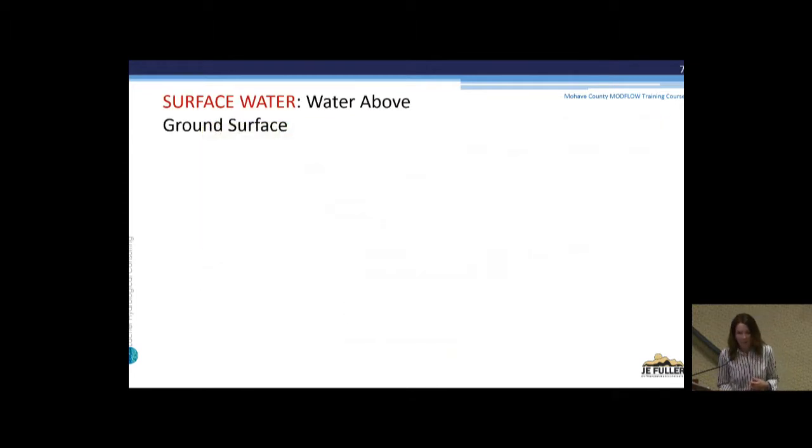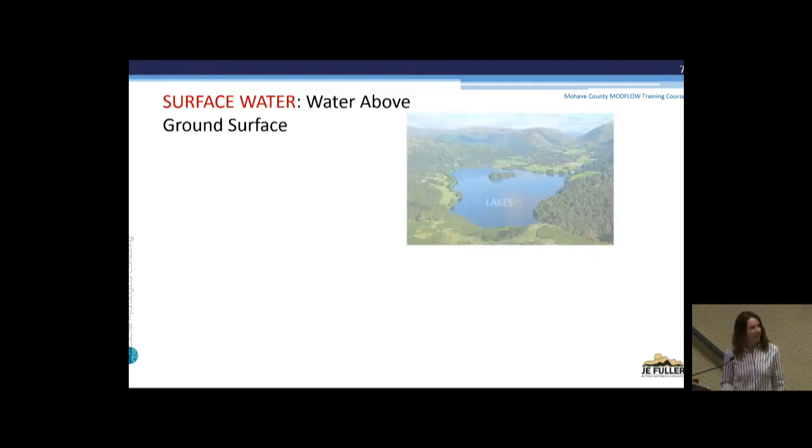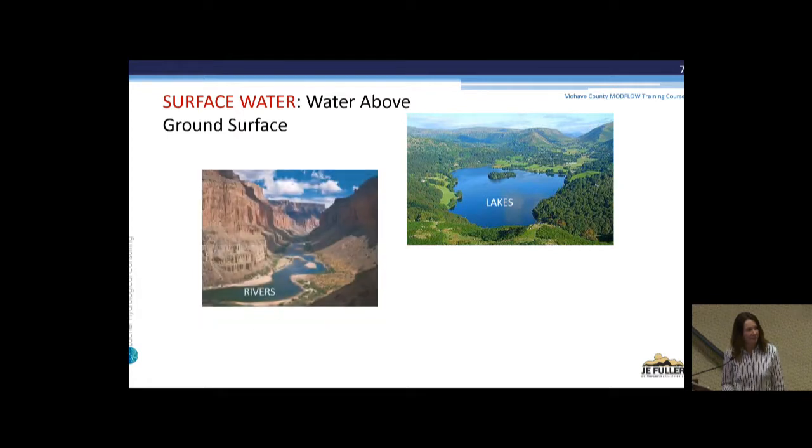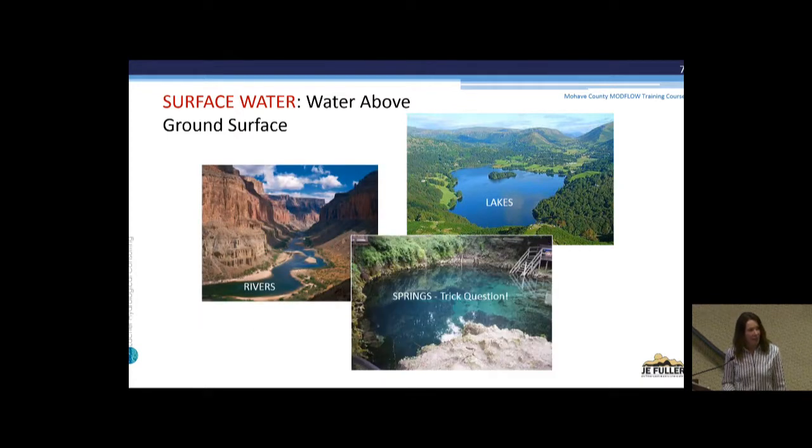All right, what's surface water? That seems obvious, everybody knows. Water above ground. But there are some exceptions. There's lakes, there's rivers, and then there's springs.